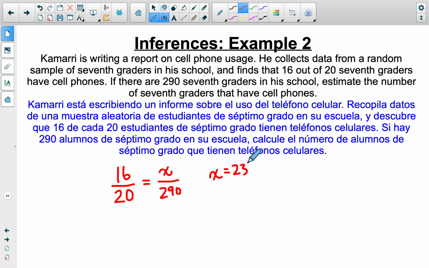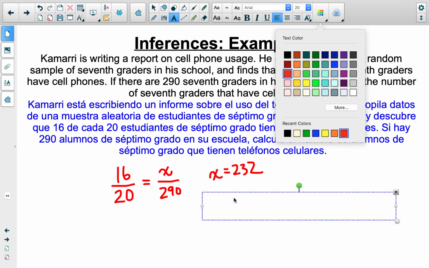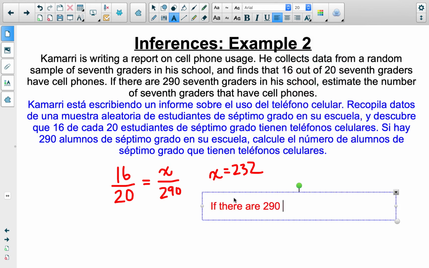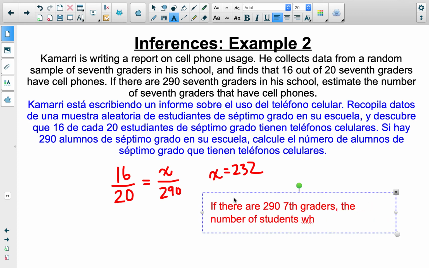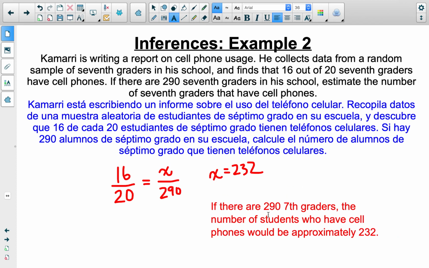Okay, so we're going to write this in a complete sentence because it is a word problem. If there are 297 seventh graders, the number of students who have cell phones would be approximately 232. I'm always going to say approximately because remember what we're doing. We're taking a small group and using it to make a prediction about the entire group. So you can't say there would for sure be 232. That is our estimation based on our sample.